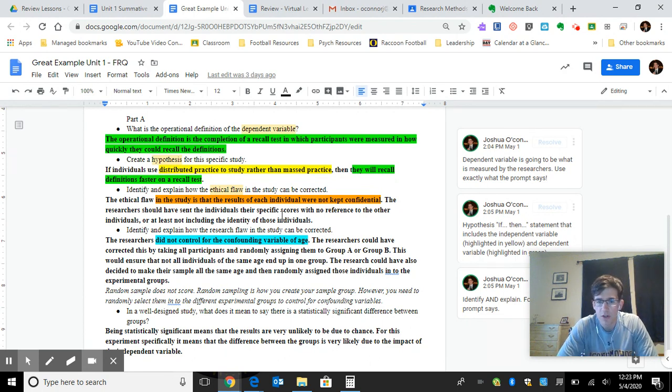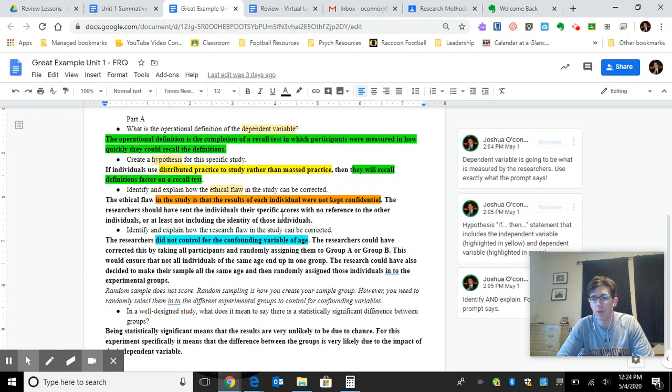The next one, the research flaw, pretty good on this one too. It was kind of the same thing. Sometimes you didn't include how you could fix it. And one big thing is you want to make sure you include, when you're trying to fix it, terminology related to how you could fix that.